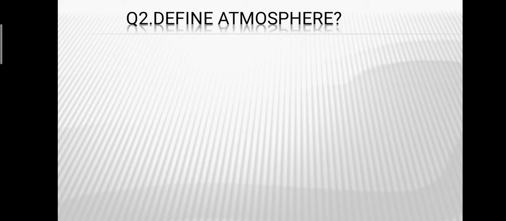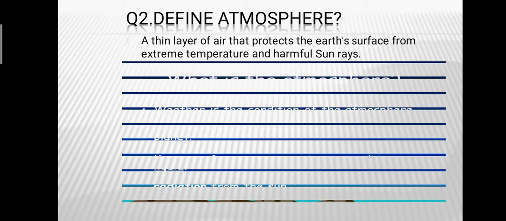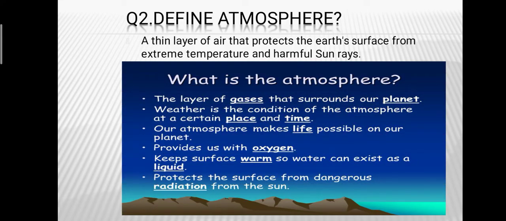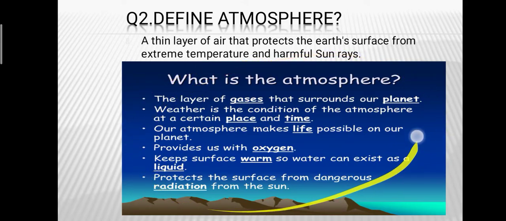Number 2, they are asking us to define atmosphere. Now, a thin layer of air that protects the Earth's surface from extreme temperature and harmful sun rays is called the atmosphere. The layer of gas that surrounds our planet is the atmosphere. Our atmosphere makes life possible on the planet. It provides oxygen, keeps the surface warm, and allows water to exist so we can exist, and protects the surface from the dangerous radiation of the sun. These are some of the uses, or the importance, of the atmosphere.